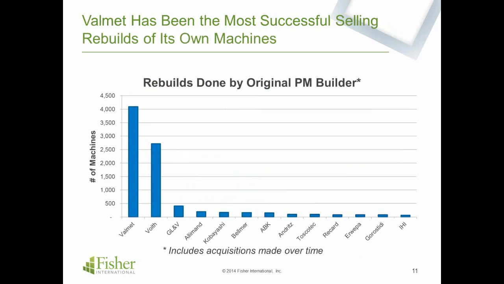And we also know something about the companies that are doing the rebuilds. In FisherSolve, we track not only the original equipment supplier, but we track the current supplier. So who installed the equipment originally, and then if it's been rebuilt, who did the rebuild. Now, this view shows us those rebuilds that companies have done on their own equipment. And so we see that Valmet has been very successful selling rebuilds on its own machines.